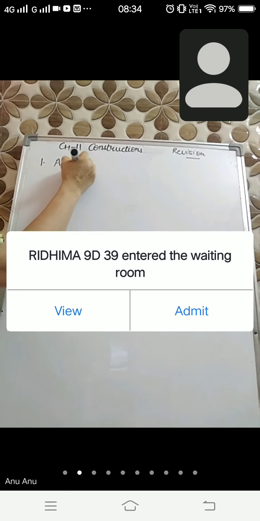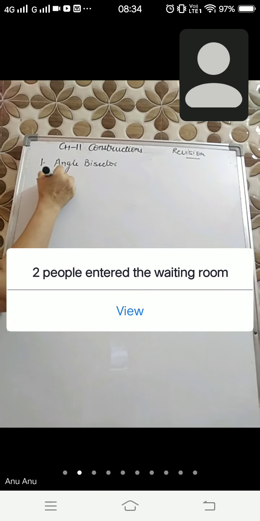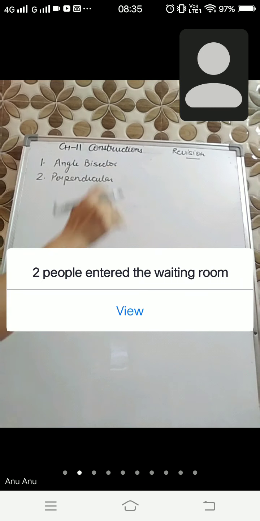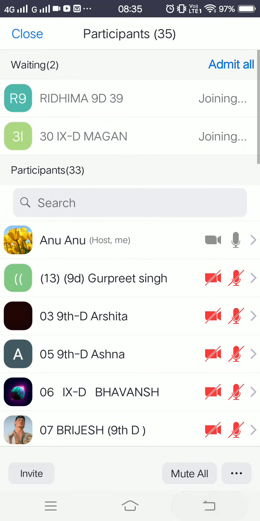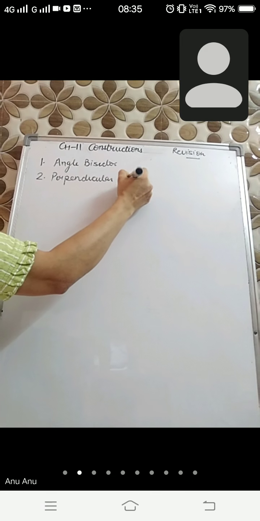Okay, let's start with the revision of chapter number 11, construction. In this first part, you should know the meaning of the angle bisector as well as the perpendicular bisector. What do you mean by angle bisector?